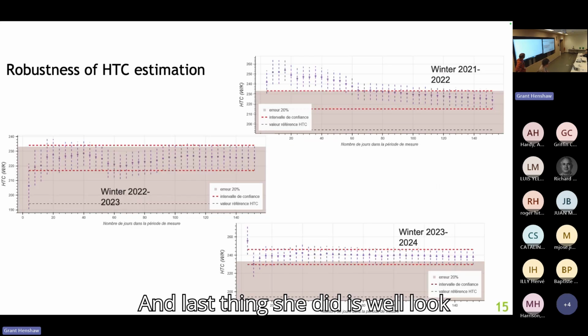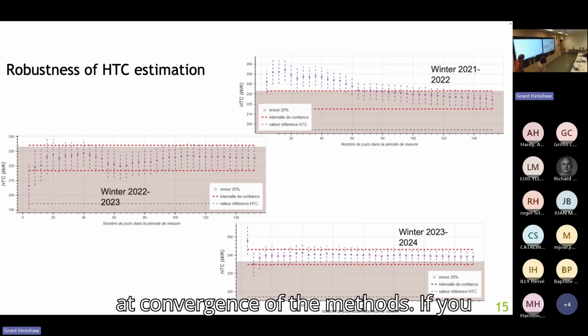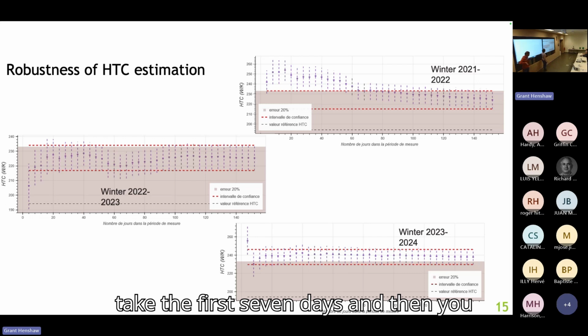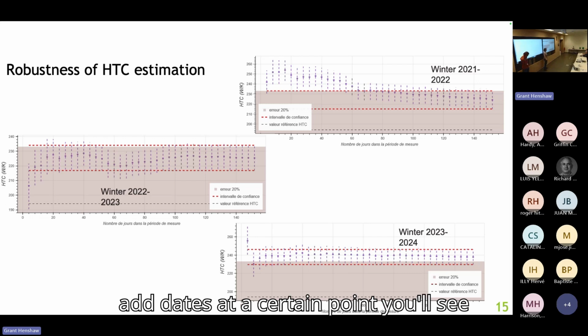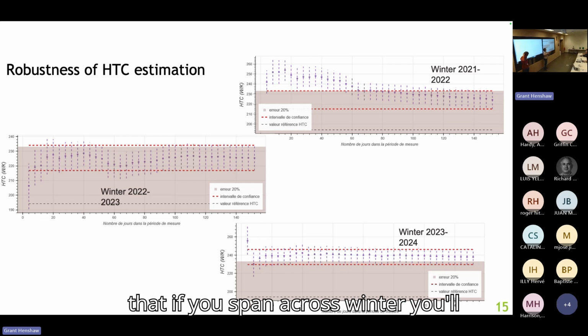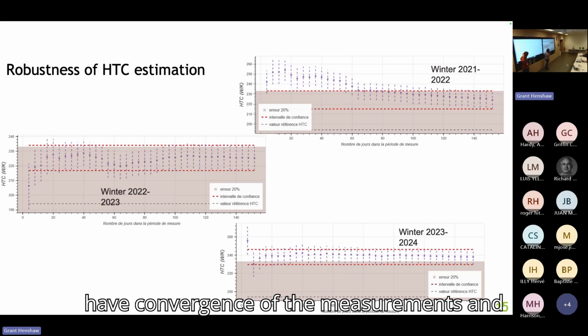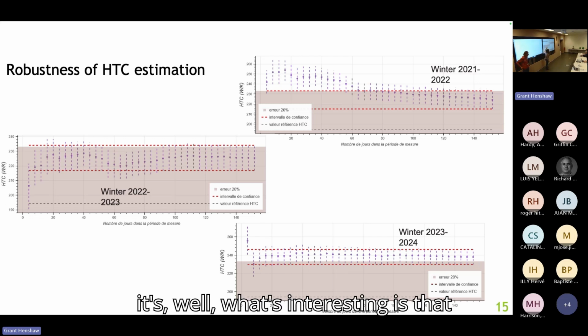And last thing she did is, well, look at convergence of the methods. If you take the first 7 days and then you add days, at a certain point, if you span across winter, you'll have convergence of the measurements. And what's interesting is that she found that from 30, 40 days, you have something quite steady. And so it matched what she had found with a numerical study.